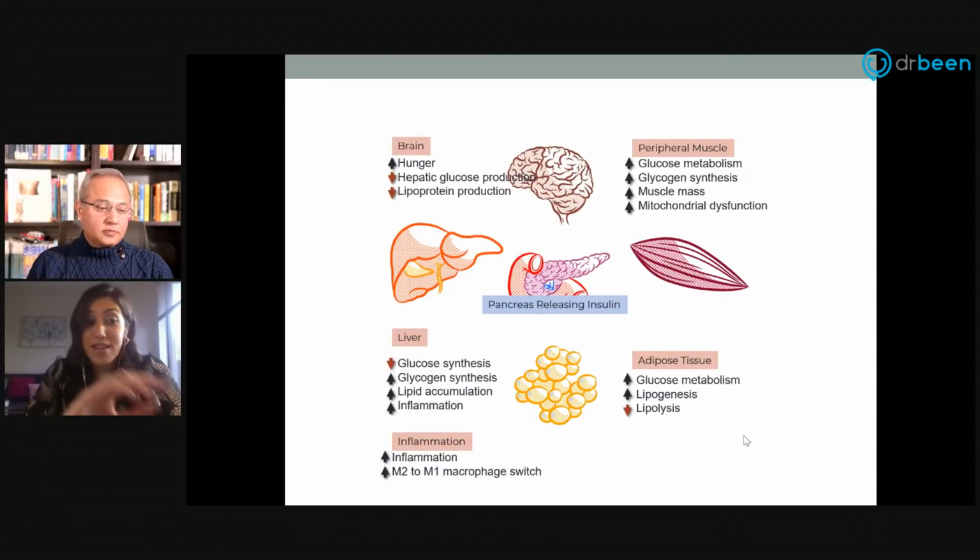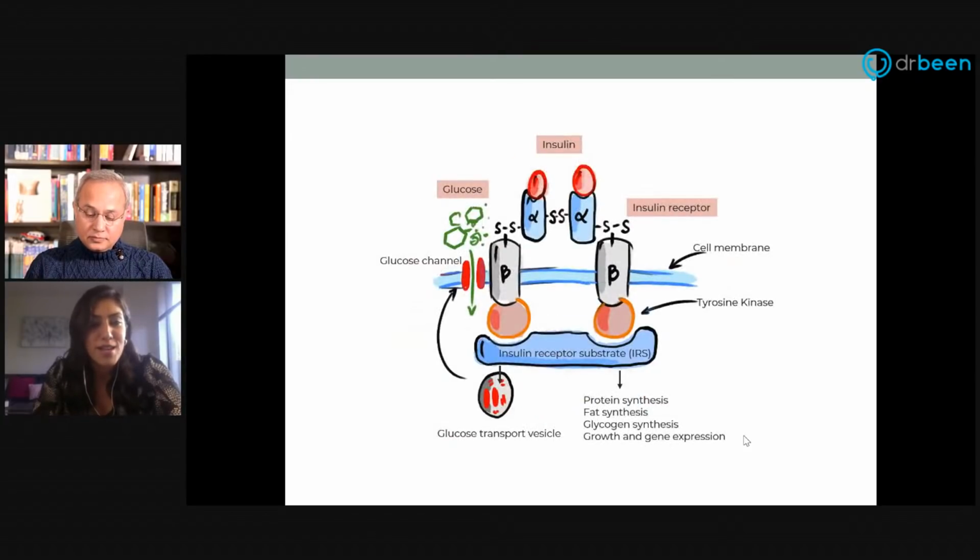So it kind of affects every single system, right? Whether it's the proteins, the fats, the liver, the muscle. So it kind of covers it all. And so how does insulin really enter these peripheral organs? That's another question, right? So let's take a look.